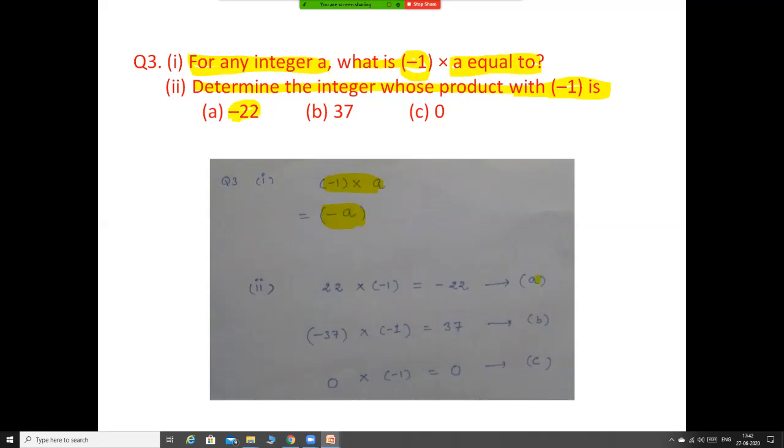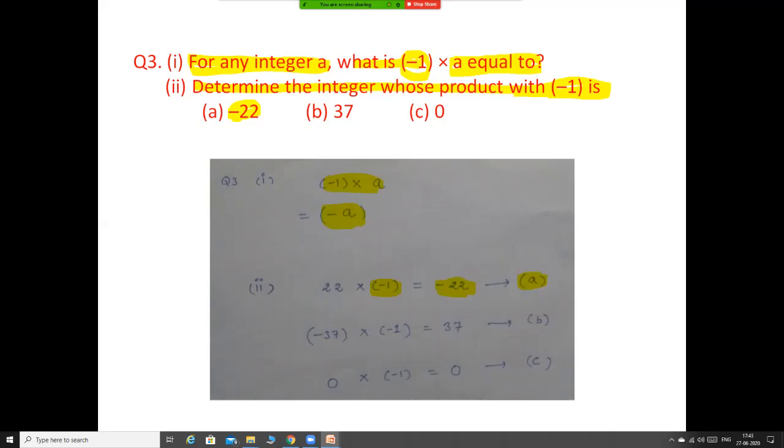So a part is here. 22 is multiplied with minus 1, so that we have the answer minus 22. So what is the answer? This 22 is the answer. Determine the integer. This 22 is that integer which is when multiplied with minus 1, answer is minus 22.